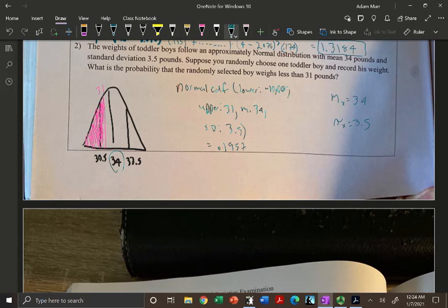So right here, that's the probability that a randomly selected boy weighs less than 31 pounds. So the probability that X is less than 31 is 0.1957. That should be good enough right there.